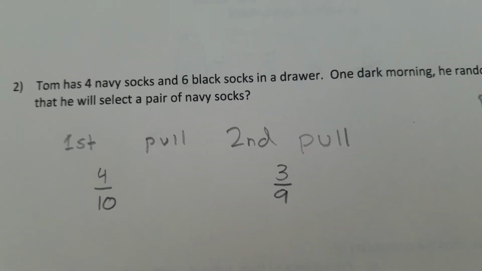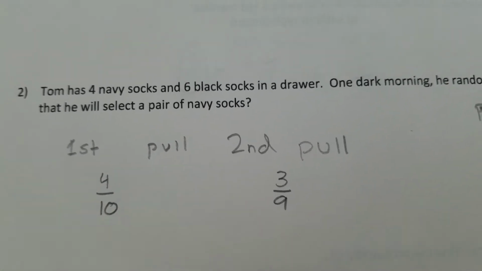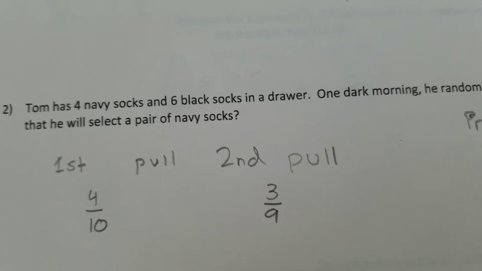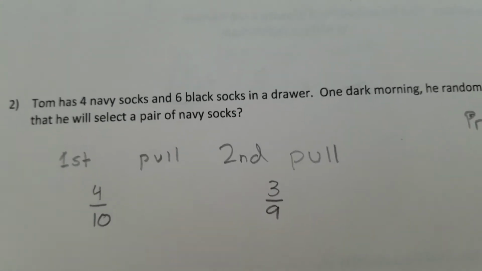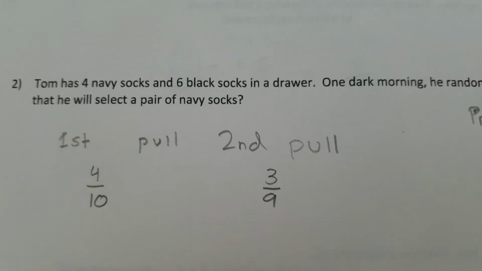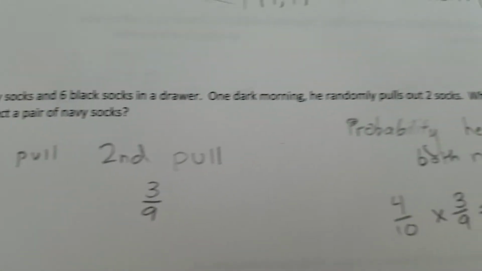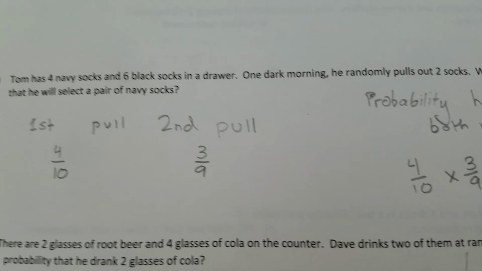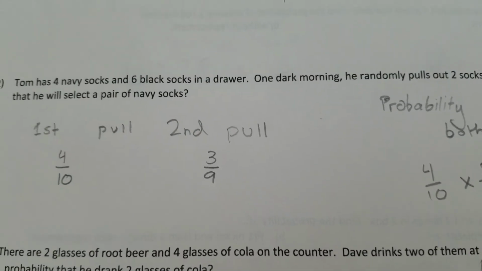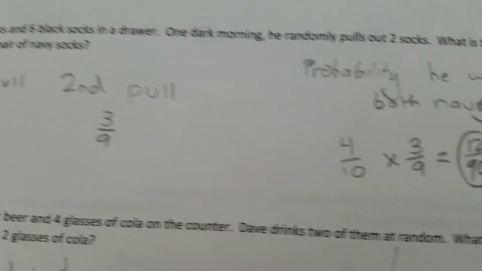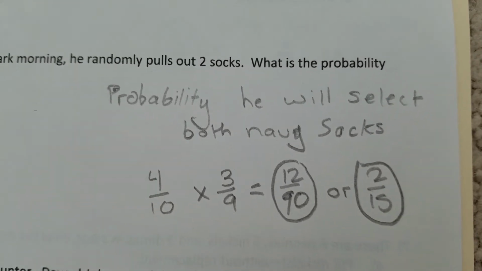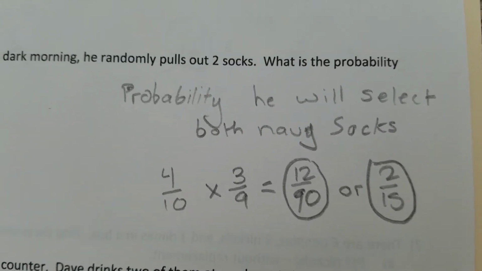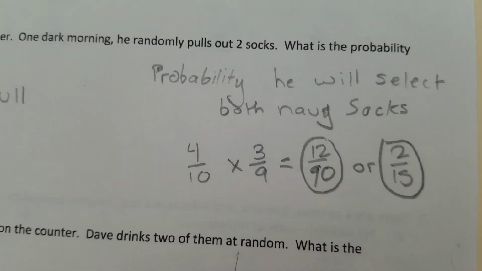if he wants to pull out another navy sock, he has 3 navy socks and a total of 9. So it's 3 out of 9. So what happens if you have to do a compound probability of both the first and the second pull? You have to multiply those. So when the probabilities of the 2 pulls are multiplied, it's 2/15.